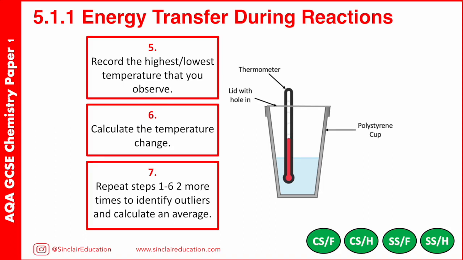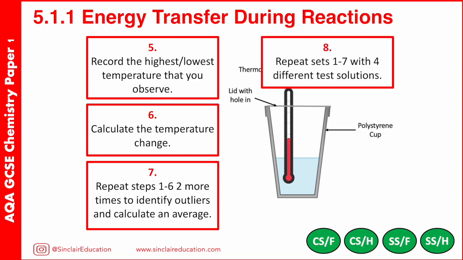And then if we're maybe investigating the effect of adding a different mass of metal, you then repeat this all again with some different masses of metal and see what the relationship was. Or in this case, 4 different test solutions, so maybe different acids.